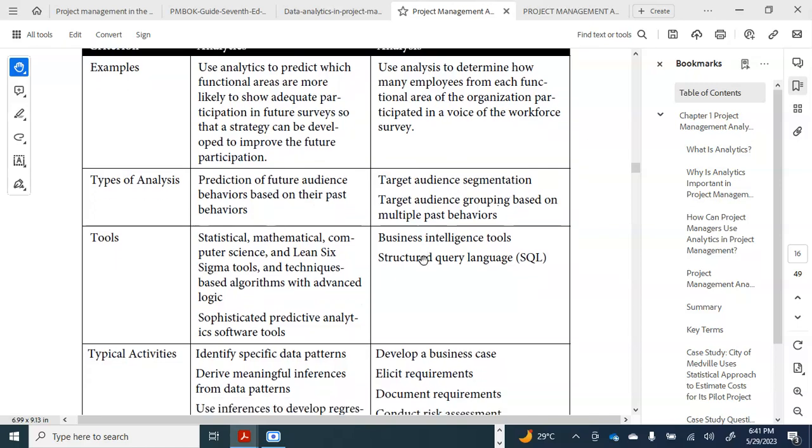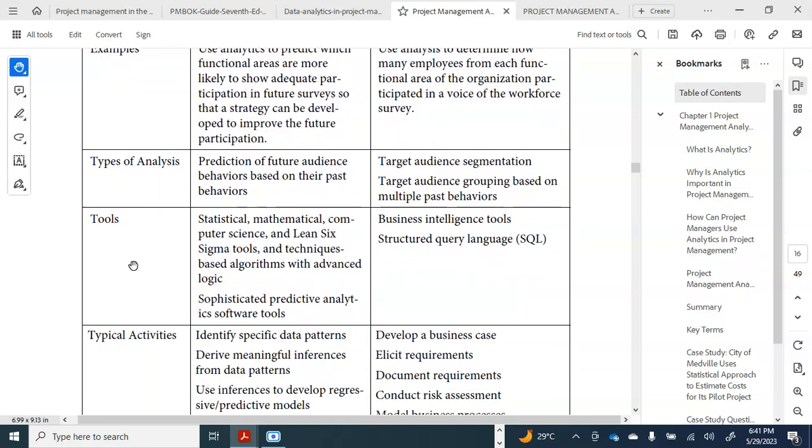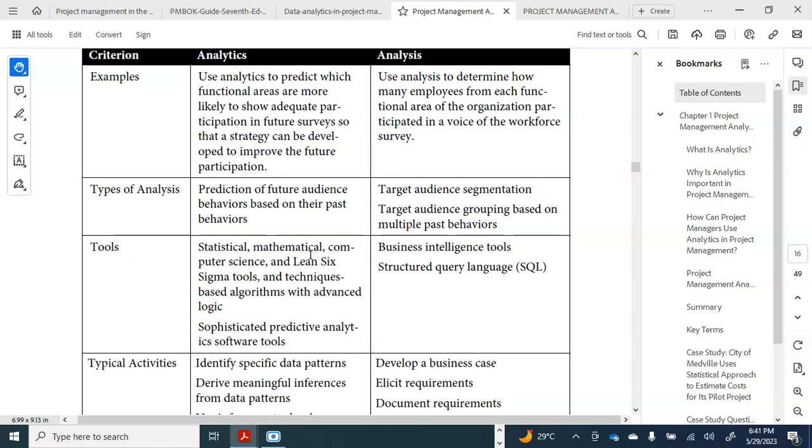You see that? So what are the tools? We have statistical, mathematical, computer science, and Lean Six Sigma tools and techniques based on algorithms with advanced logic, sophisticated predictive analytics software tools. These are the tools that you use to do analytics, right? So what are the tools for analysis? Business intelligence tools such as structured query language, SQL, where you have your data definition language, data manipulation language, data control language, and data transactional language. So in that aspect, that's just SQL, right?